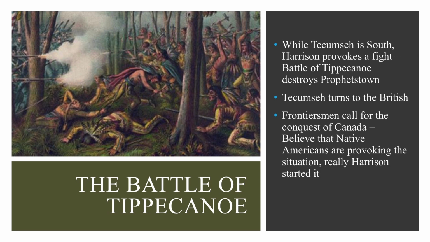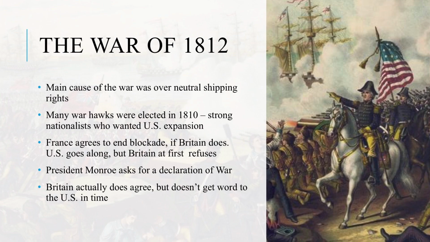Tecumseh then had to turn to the British for support. As a result, frontiersmen believed that the British were supporting Native Americans in their tensions with the United States, and they called for the conquest of Canada. Tensions between the United States and Great Britain would continue until eventually breaking into the War of 1812.